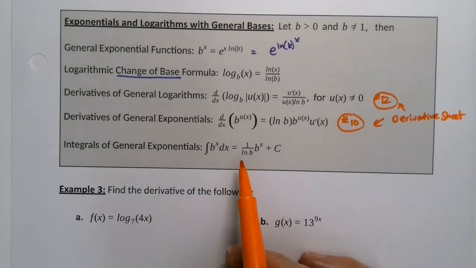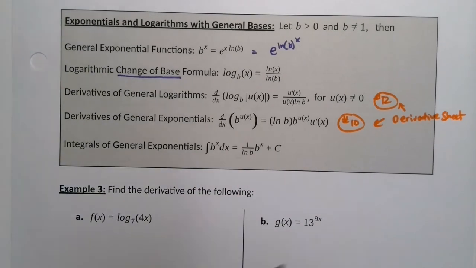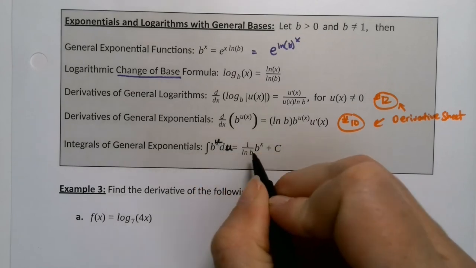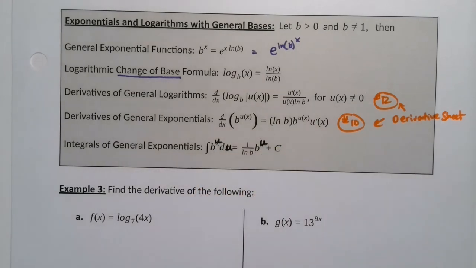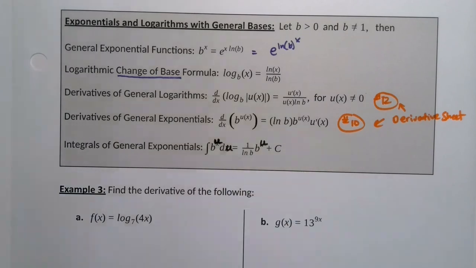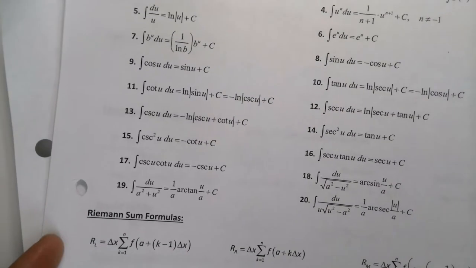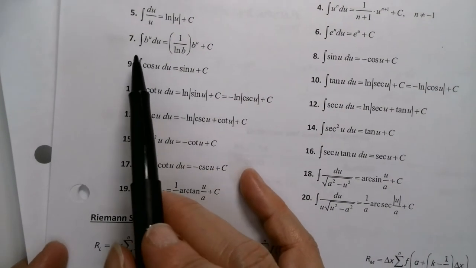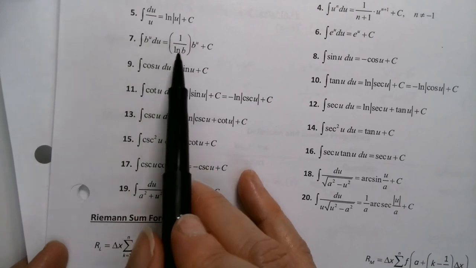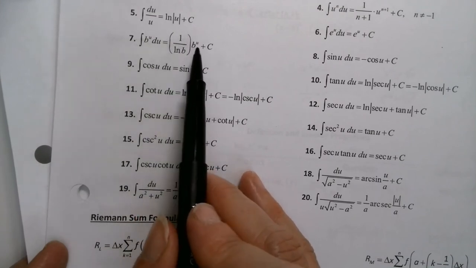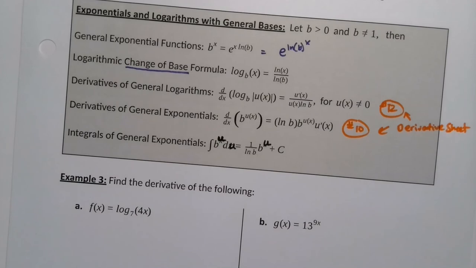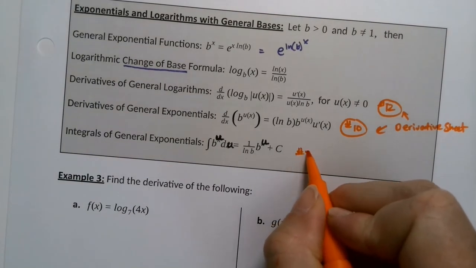Now, what about the integral? I wrote it with x, but it would actually work with u as well, as long as this was du. And that's the way I actually put it on the sheet. So sorry about that. I'll fix that for future. If you look at the quick reference sheet, it's basically always assuming you're using some type of u-substitution, because otherwise it's really easy. So if we look here on this sheet, it's right here. The integral of b to the u is 1 over the natural log of b times b to the u. So it's number 7 on the integral sheet.